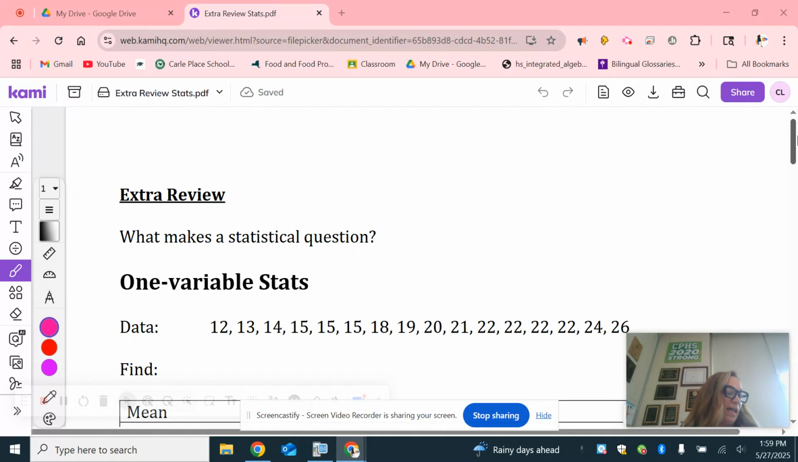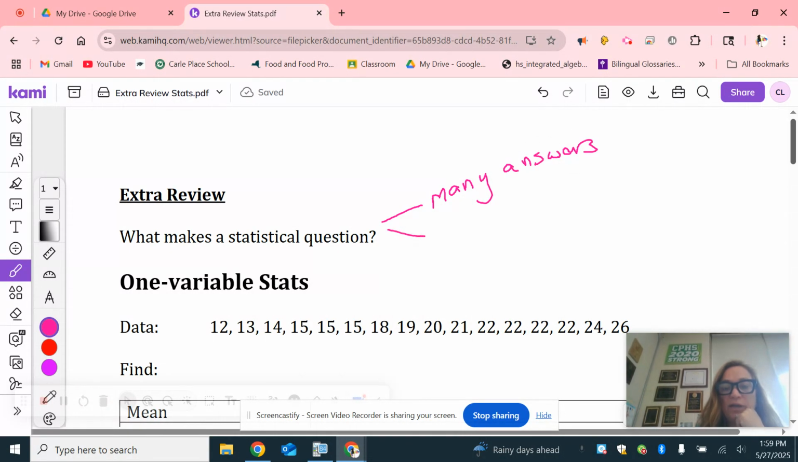All right, so what makes a statistical question? It's a question that will have a variety of answers. So it's something that has many answers. And you collect data.